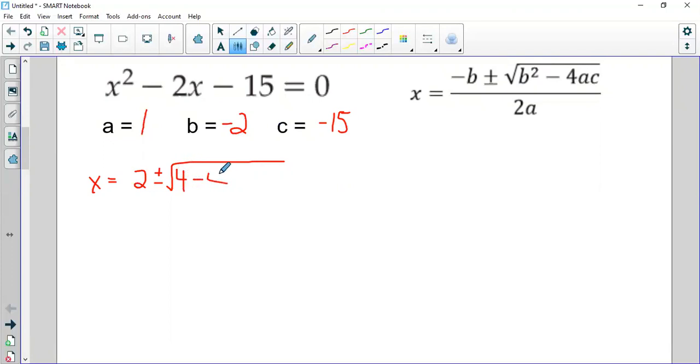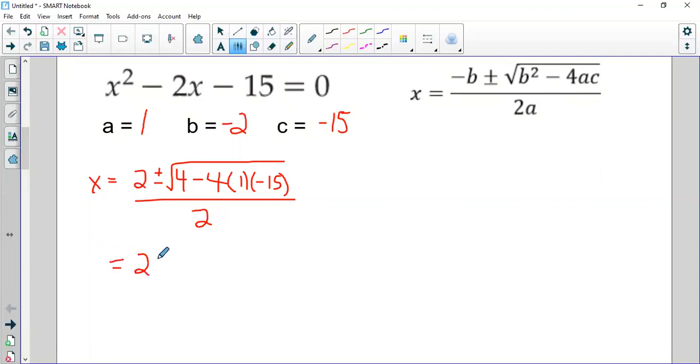Minus 4 times a, which is 1, times c, which is negative 15. And that whole thing is all over 2 times a. Well, a is 1, so right away that's a 2. All right. Now let's do some calculations.